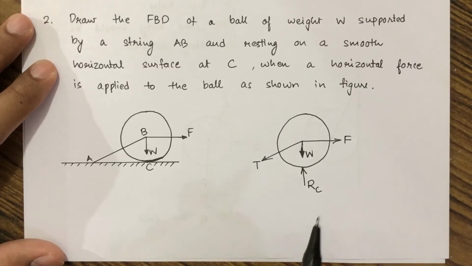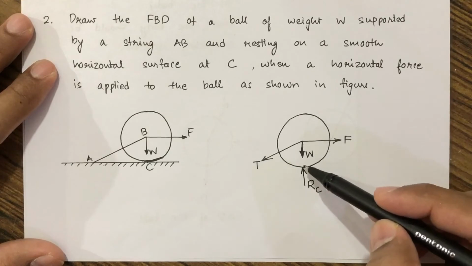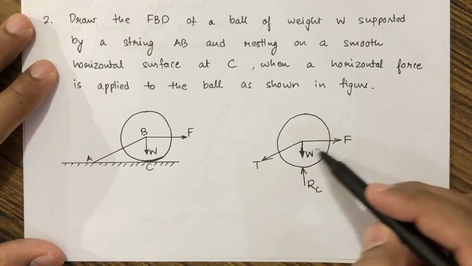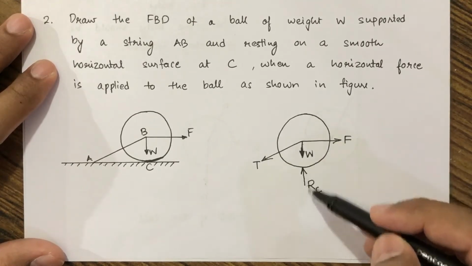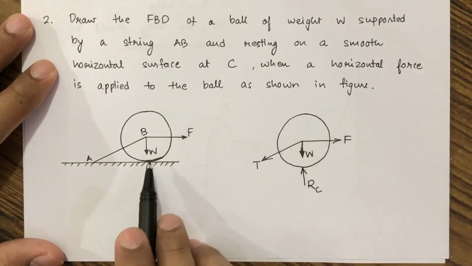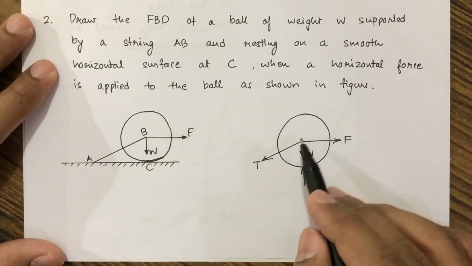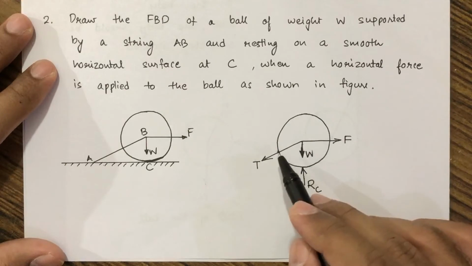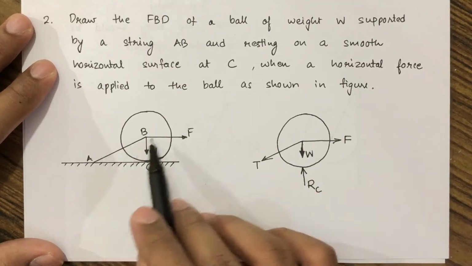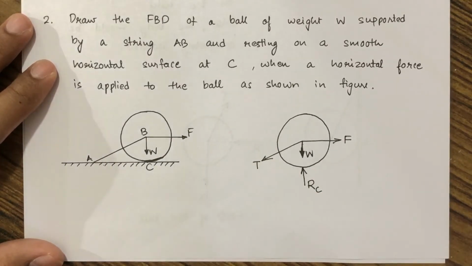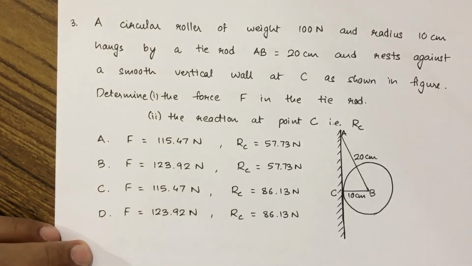So again 4 reactions are there. First is this weight W, second is this horizontal force F, third is this normal reaction RC at this point C, and fourth is this tension T, which is in the direction of the string. Clear? Let us solve another problem.